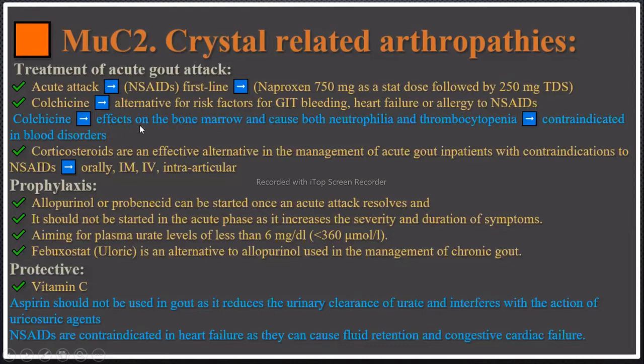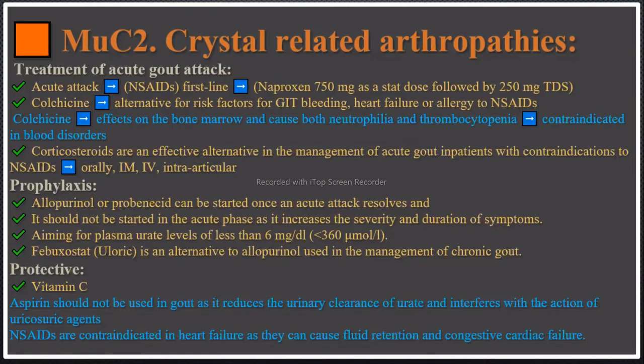Colchicine effects on the bone marrow. These are the adverse effects. It can affect the bone marrow. It can cause neutropenia, thrombocytopenia. That's why, if the patient has acute gout and you will prescribe colchicine, so what is the treatment, guys, here? He has a blood disorder, and you know colchicine will affect the bone marrow. It will cause neutropenia, thrombocytopenia. So what is the appropriate treatment? What do you think?